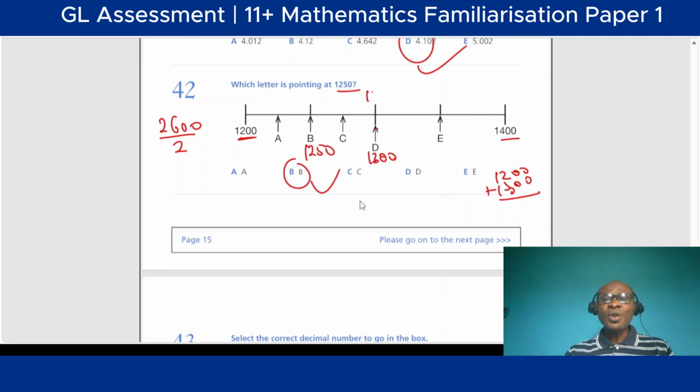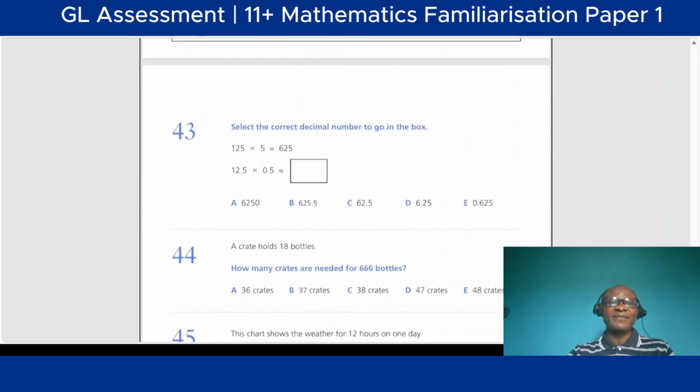What did I do? I added 1200 plus 1400. It gave me 2600. I divided it by 2 to get the center of the number line. Then I added the center and the beginning and divided by 2 to know the middle. It gave me 1250, exactly the point we are looking for. And that is option B. All right. We move to the next question, question number 43.